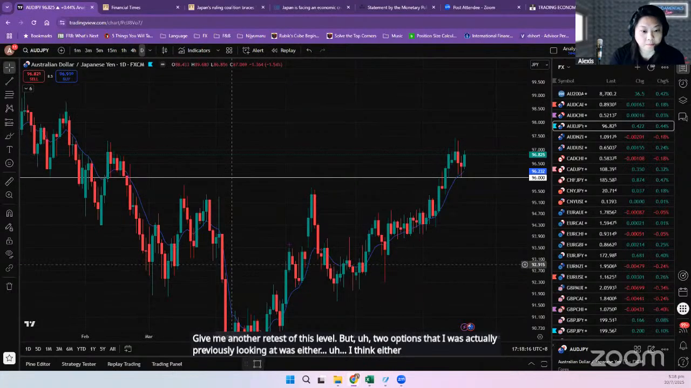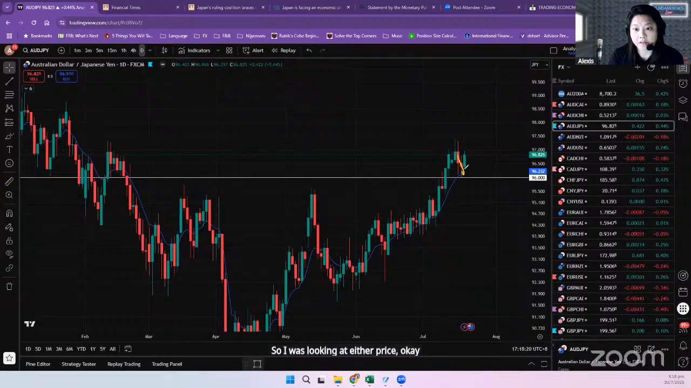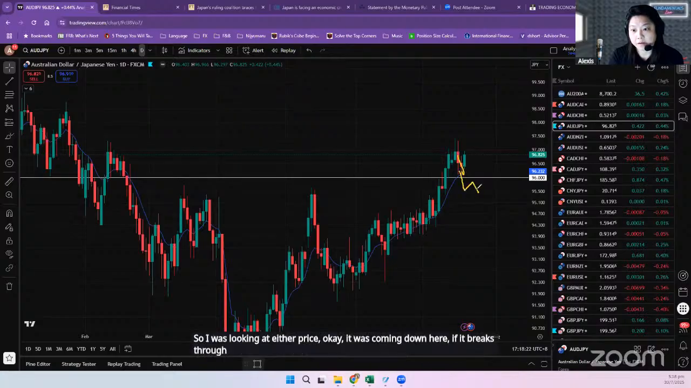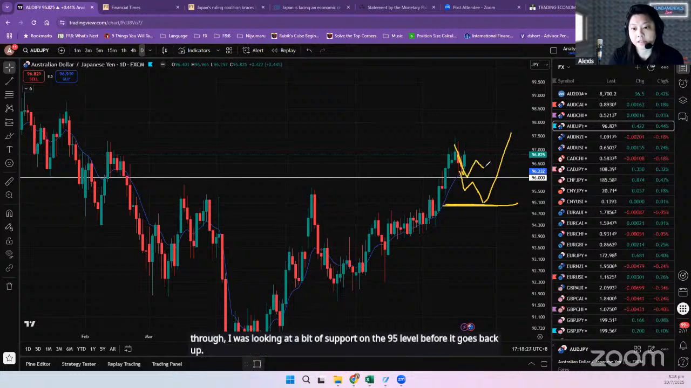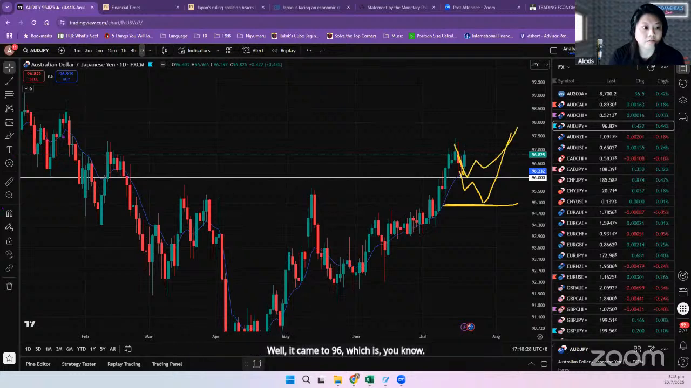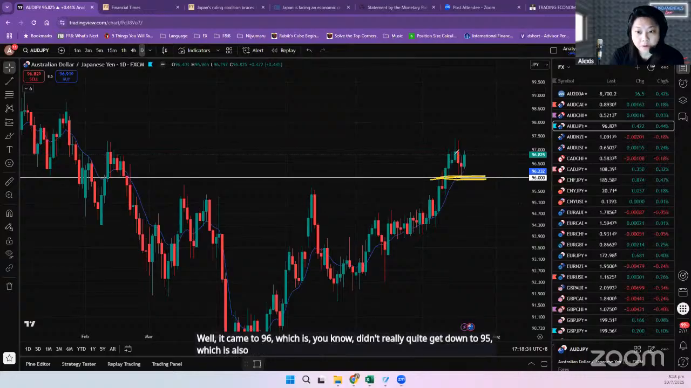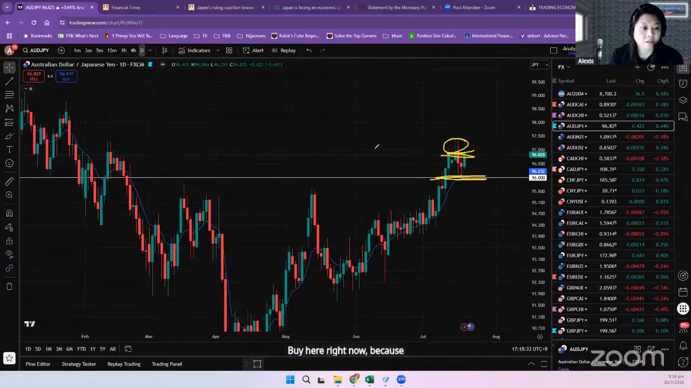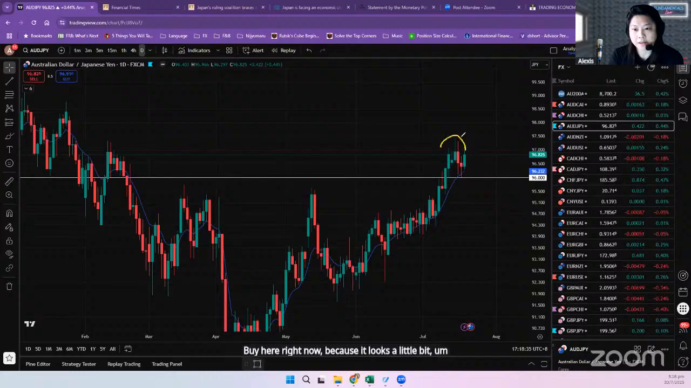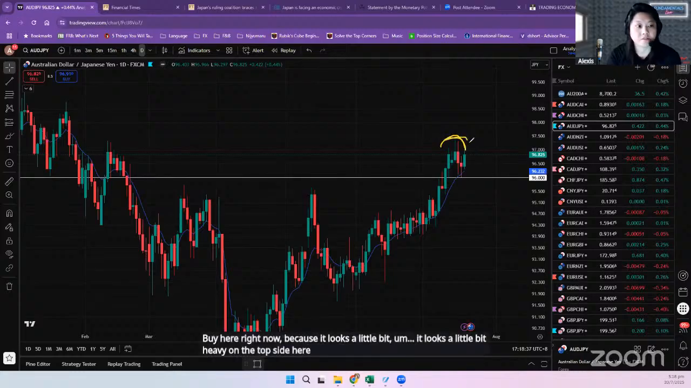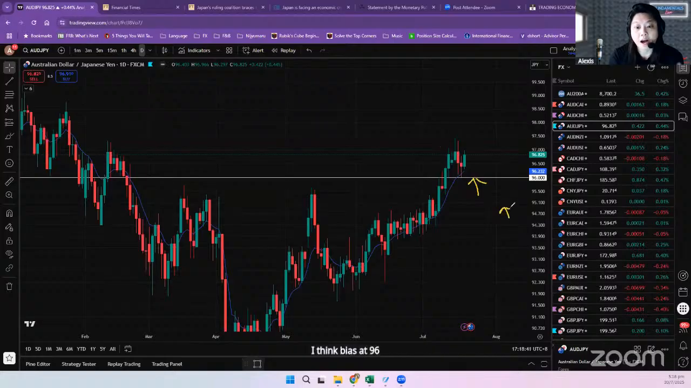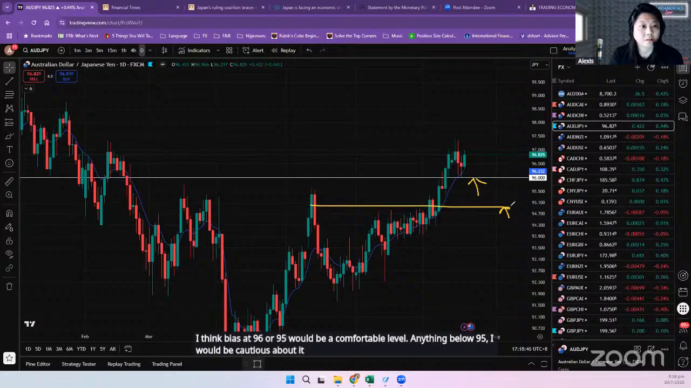hang on, let me get a proper pen out. So I was looking at either price, okay, it was coming down here. If it breaks through, I was looking at a bit of support on the 95 level before it goes back up, or it came to 96, which didn't really quite get to 95, which is also a good place to buy. Now, I wouldn't buy here right now because it looks a little bit heavy on the top side here, just looking at price action, right? So I think buys at 96 or 95 would be a comfortable level. Anything below 95, I will be cautious about it because it means sentiment has changed that way.